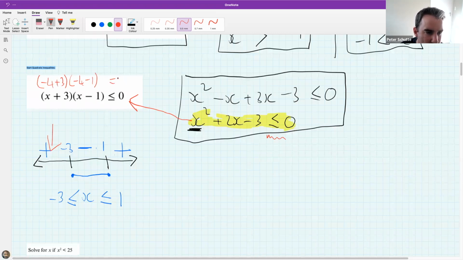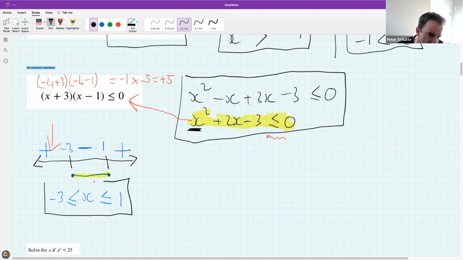If I had to rewrite that, I'd get -1 times -5, which is +5. And +5 is positive here. So that is not what I want; I want the values of x which are less than or equal to 0. And so my answer is sitting between -3 and 1. And that's why I write it like this.